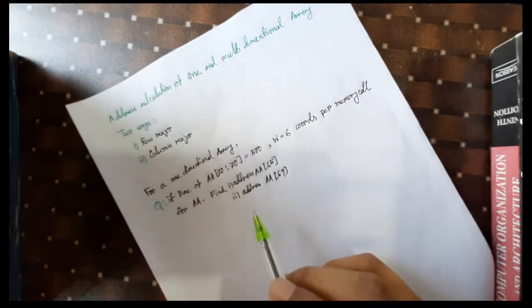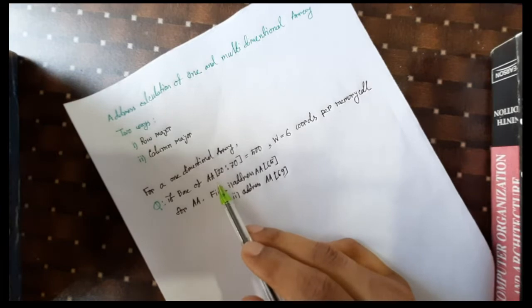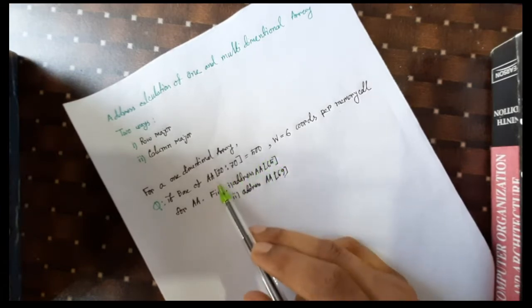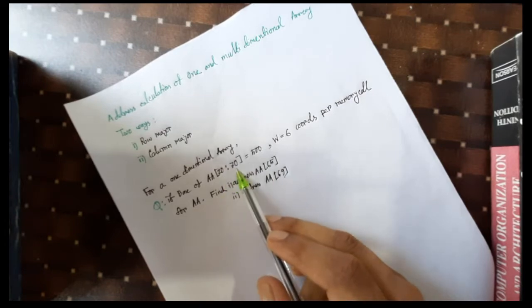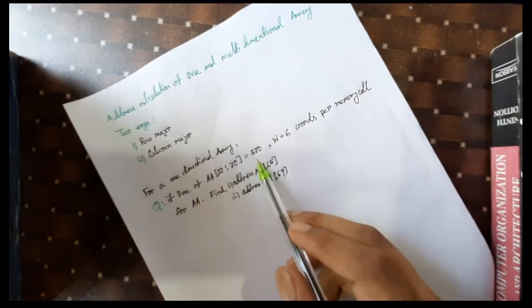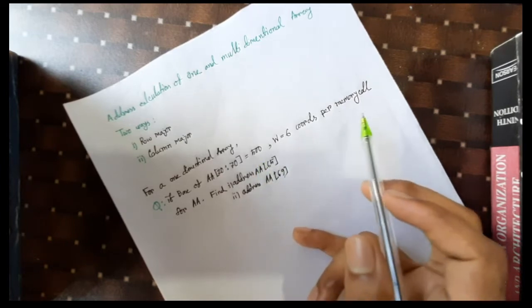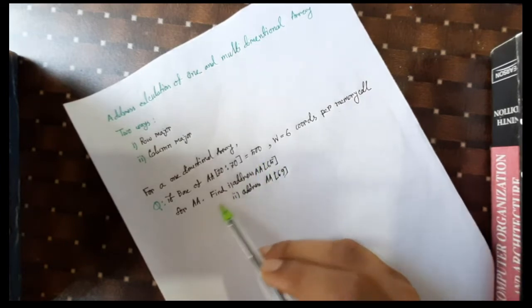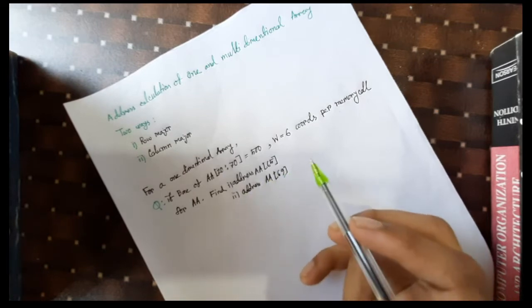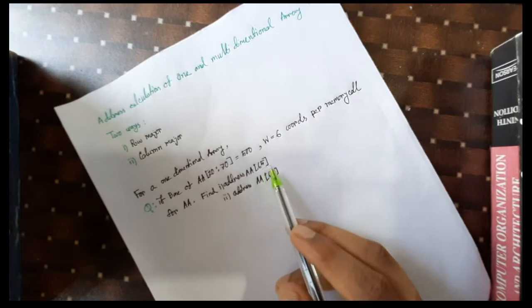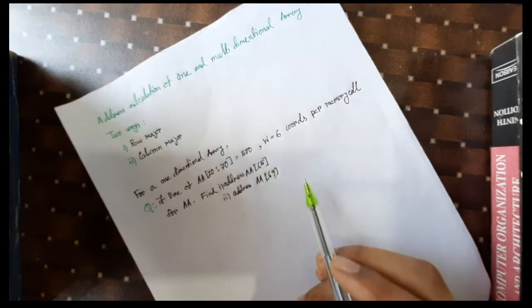If a one-dimensional array is given such that lower bound is 20, upper bound is 70, and base is 500, and 6 words per memory cell for A, then find the address of A65 and A69. Okay, let's start.